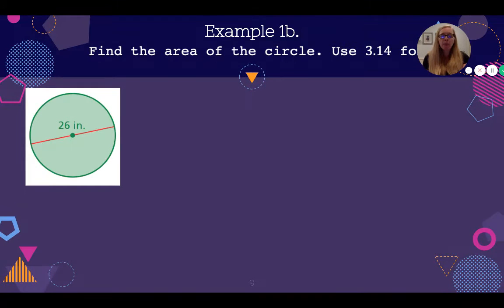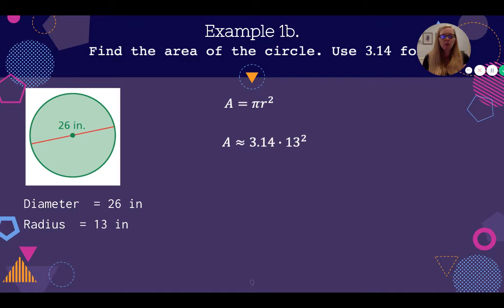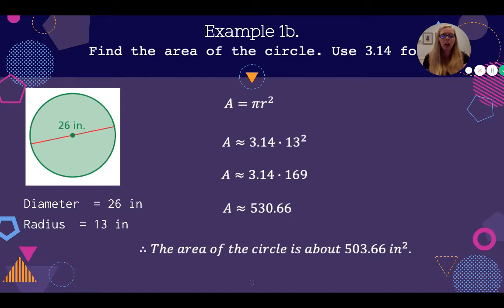Example 1b, our circle here has a diameter of 26 inches, so we need to get the radius, so cut that in half, which is 13 inches. We're going to write down our formula and plug in our numbers. So our area is approximately 3.14 times 13 squared. 13 squared means 13 times 13, and you can use a calculator to figure that out. So do 13 times 13 in your calculator, then multiply that by 3.14, and the area of our circle is approximately 530.66 inches squared.